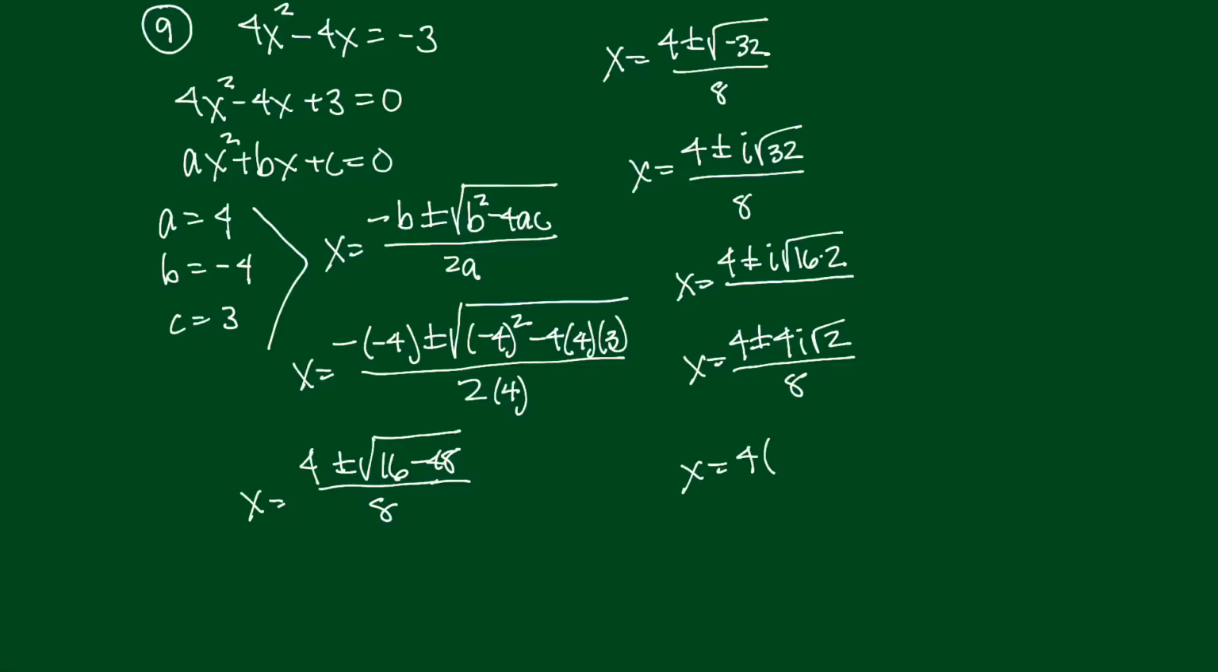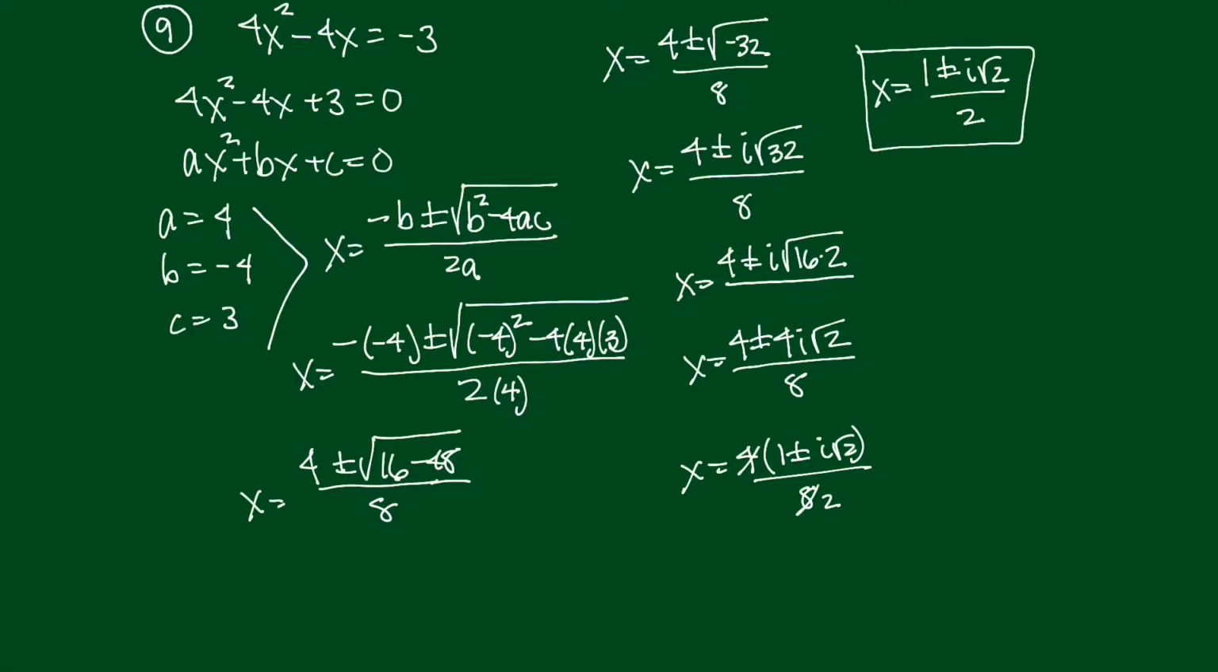Well, if you take the 4 out and you've got a 4 there, there's a 1 left, right? Makes sense? 4 times 1 is 4. Plus or minus, now I remove the 4, so it's i square root of 2 all over 8. And that 4 will go into that 8 twice, so I'll write it up here. x is equal to 1 plus or minus i square root of 2 all over 2.